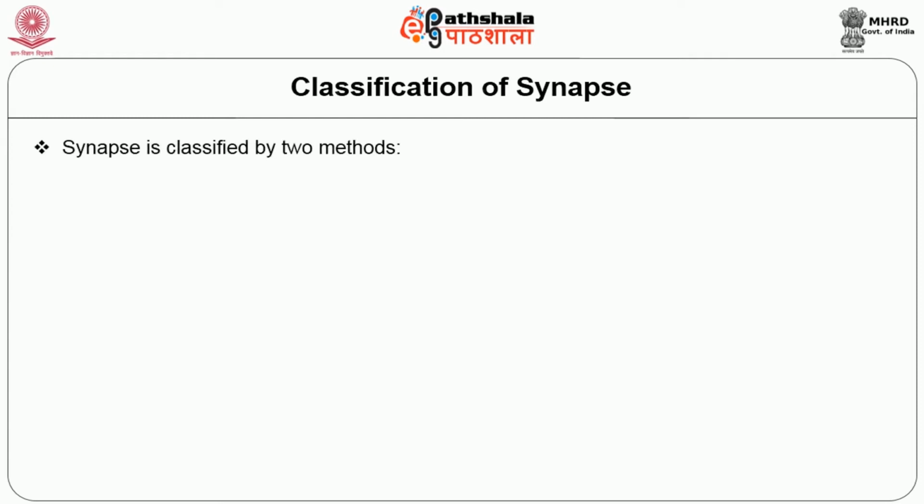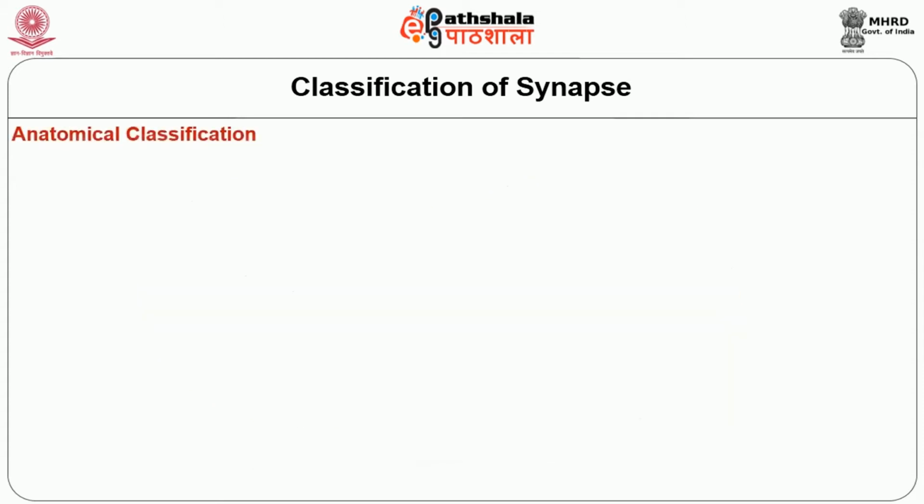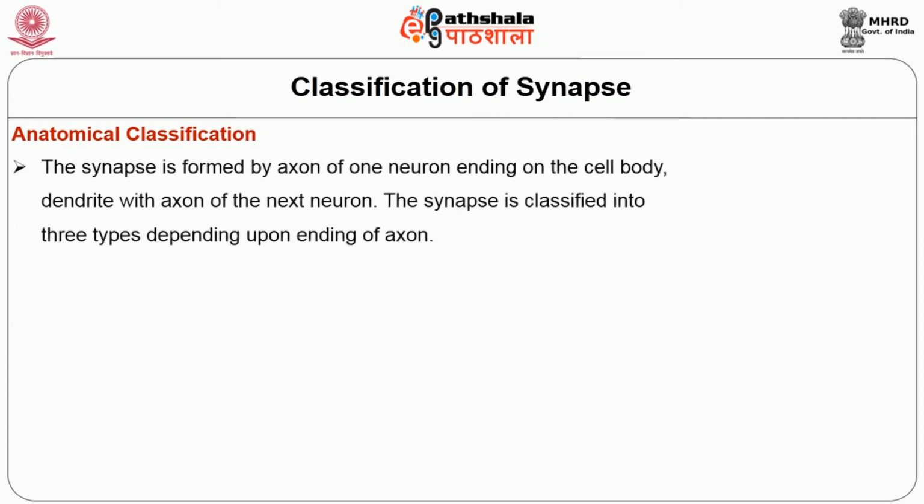It is classified by two methods: anatomical classification and functional classification. What is anatomical classification? The synapse is formed by an axon of one neuron ending on the cell body or dendrite or axon of the next neuron. The synapse is classified into three types depending upon the ending of the axon.